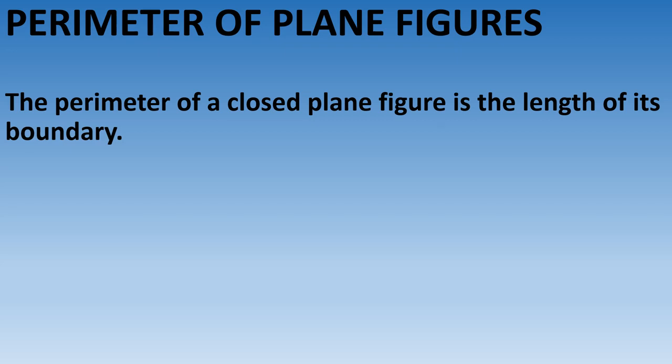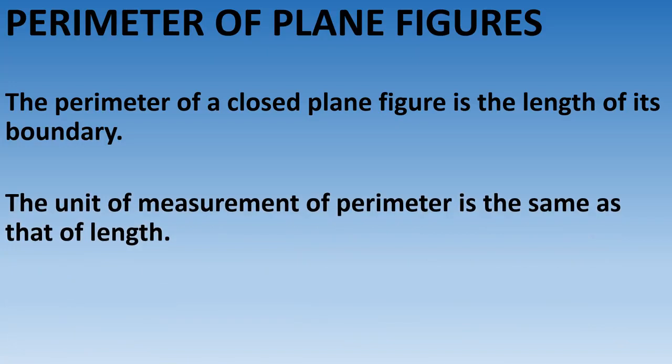The unit of measurement of perimeter is the same as that of length, which means that if the length is given in meter, then the perimeter is also in meter. And if the length is given in centimeter, then we will find out perimeter also in centimeter. So unit of measurement of perimeter is the same as that of length.